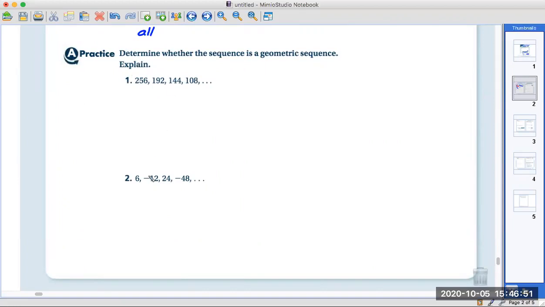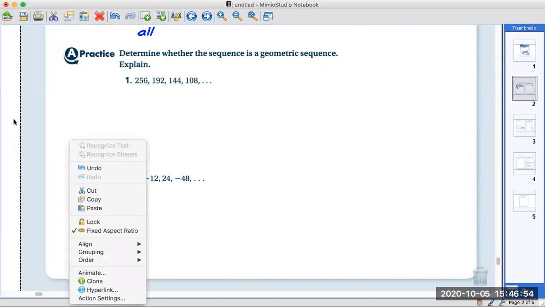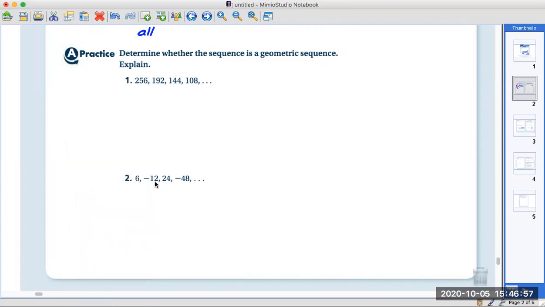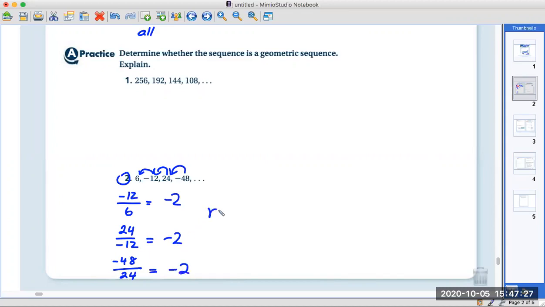So we always want to check to find a common ratio to see if it's geometric. But when they toggle back and forth between positive and negative, our common ratio is always negative. So start with the second, divide by the first. Take the third, divide by the second. Take the fourth, divide by the third. So that's -2, -2, -2. Common ratio is -2. Yes, it's geometric.